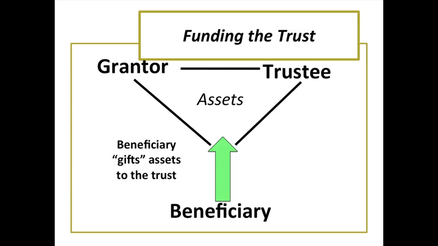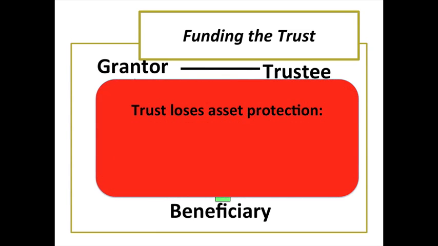Trust loses its asset protection. Why does the trust lose its asset protection? Well, number 1, the beneficiary is now the grantor. If they just gift assets into the trust, now the beneficiary is going to be considered a grantor. And once again, in most states, if you are both the grantor and a beneficiary, you lose asset protection.